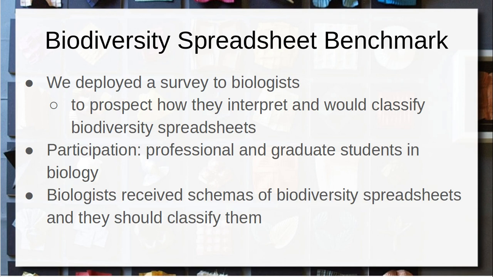So biologists received a kind of automatic form which presented to them biodiversity schemas and asked them to classify the spreadsheet only looking at the schema. So we are applying to them the same approach we use with machines. Try to define what is the purpose based on the schema.